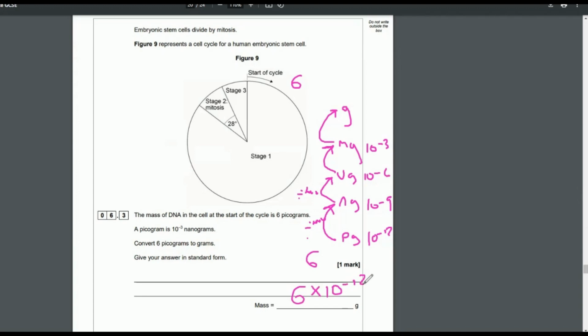There we go. I could have just divided by a billion because a picogram is, oh no, is it a billion or a trillionth? That's 1,000, that's a million, that's a billion, it's a trillionth. Right, that's how many grams 6 picograms are.